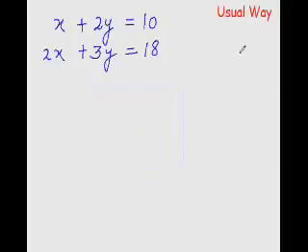Let me first tell you the usual way of solving the simultaneous equations. But before I do that, let me give you a brief introduction of algebraic equations. Anything that has an equal to sign is called an equation. Now an equation has different parts. The alphabets that you are seeing, x and y, are known as variables.